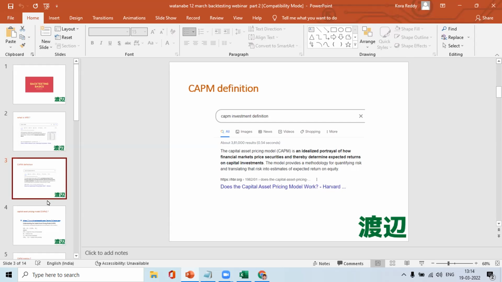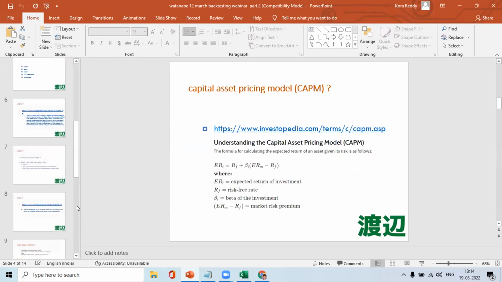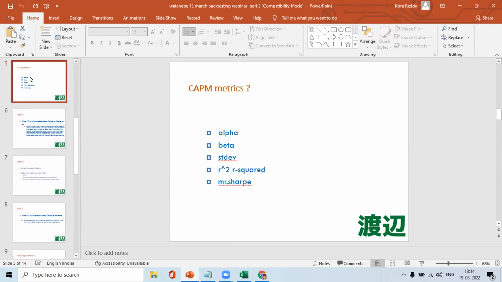And what are those metrics? It's basically around 5 metrics. One is alpha, then beta, then standard deviation, which we already saw in the last session. And then there is R squared, and then Sharpe ratio. This terminology might look complex, but let's try to simplify, because these are the industry standard terms.